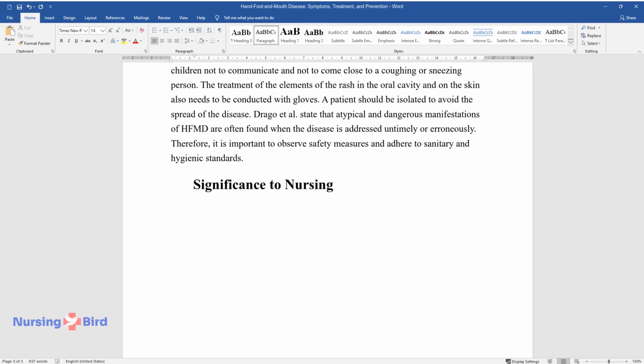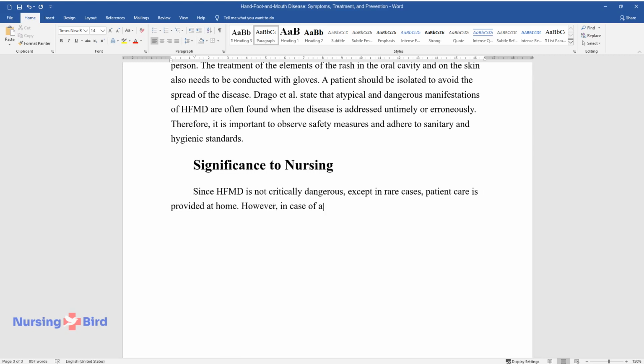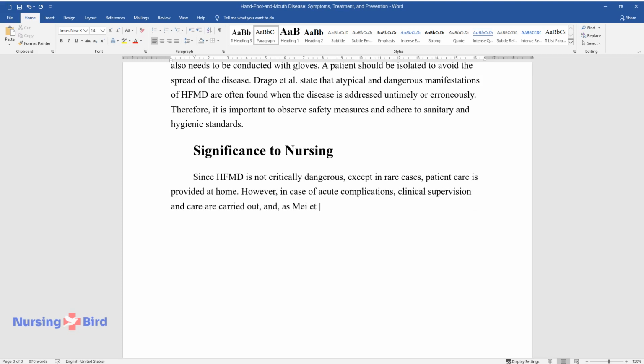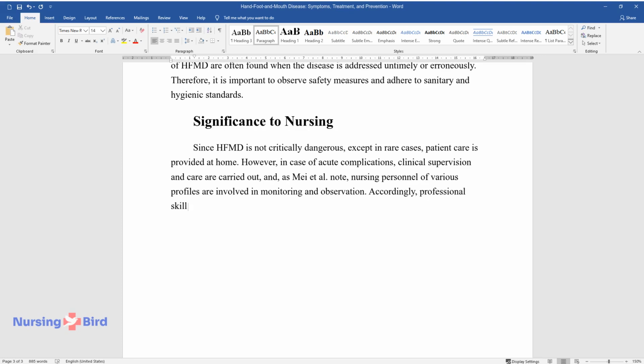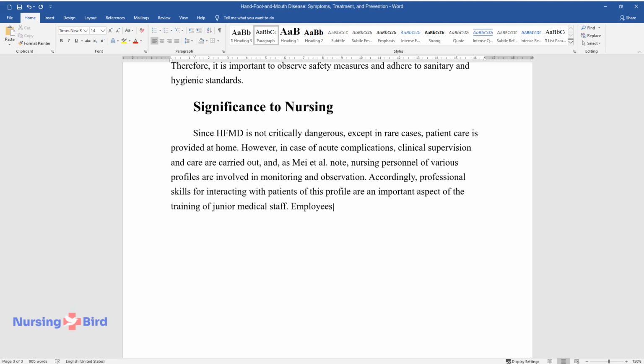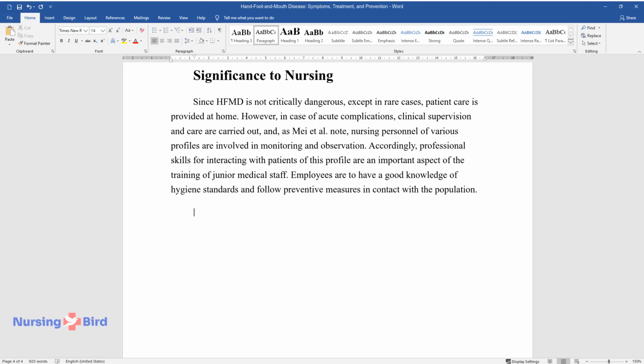Significance to nursing. Since HFMD is not critically dangerous, except in rare cases, patient care is provided at home. However, in case of acute complications, clinical supervision and care are carried out, and, as May et al. note, nursing personnel of various profiles are involved in monitoring and observation. Accordingly, professional skills for interacting with patients of this profile are an important aspect of the training of junior medical staff. Employees are to have a good knowledge of hygiene standards and follow preventive measures in contact with the population.